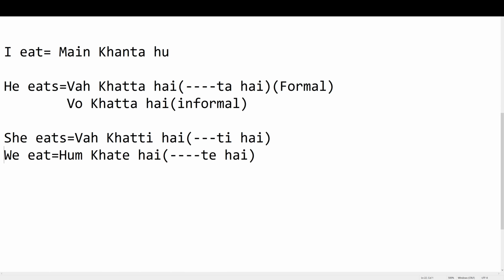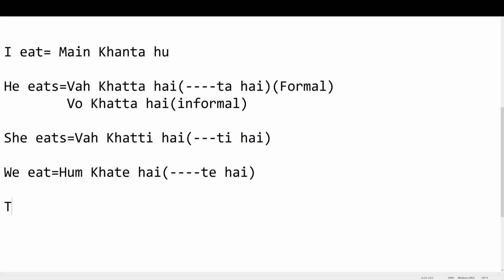Next sentence is they eat. For they eat, how will you say? वे खाते हैं. So for they also we will use ते at the end. वे खाते हैं. Okay. Next is you.